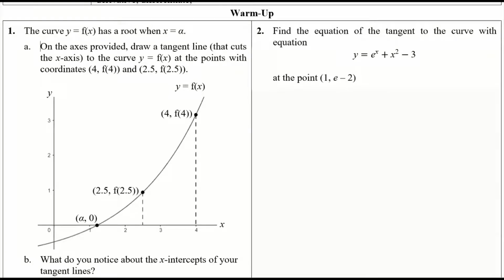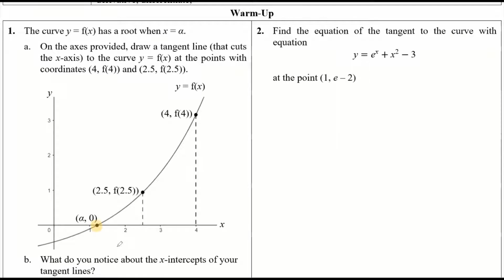Okay, now question 1 has an interesting setup. We have a curve y equals f of x. The function is not defined any more than that, although we are told that there is a root when x equals alpha, and we can see the root indicated on the diagram here. So that's the point at alpha, 0, the x-intercept.